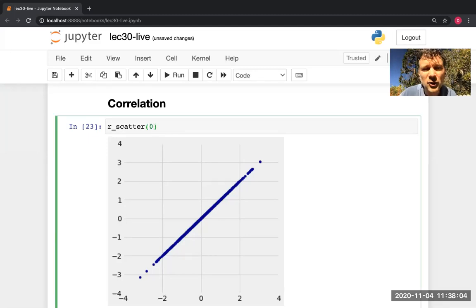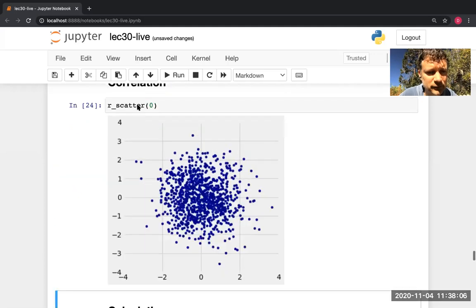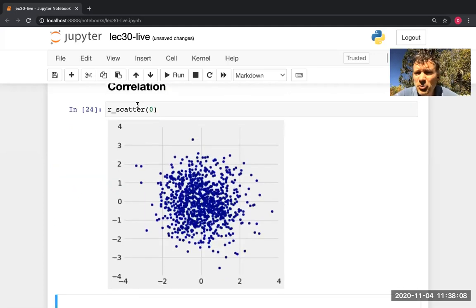Let me show you uncorrelated, no association. There are a bunch of points that are uncorrelated. There's no association here at all.